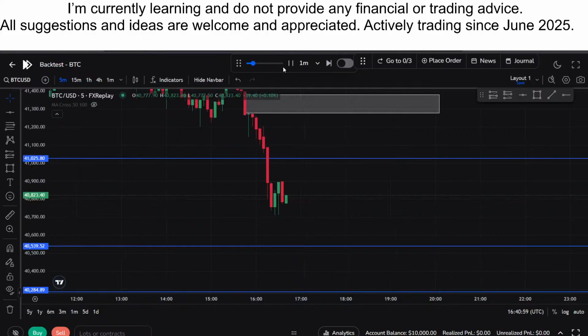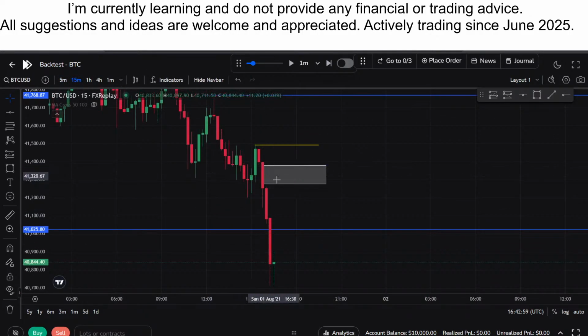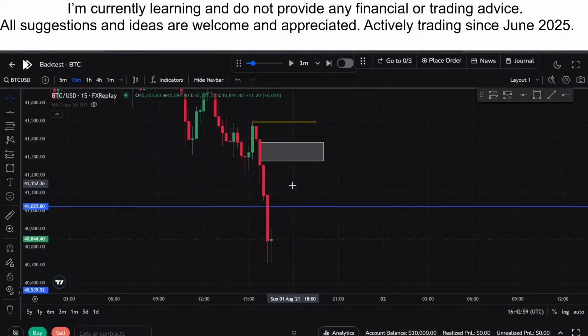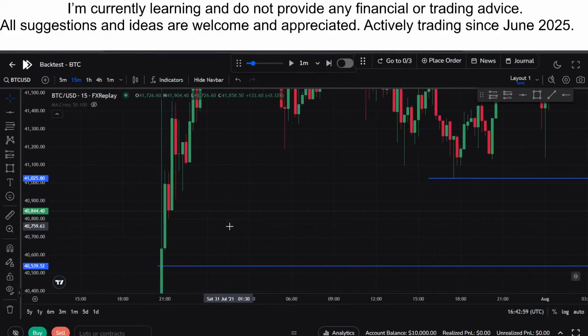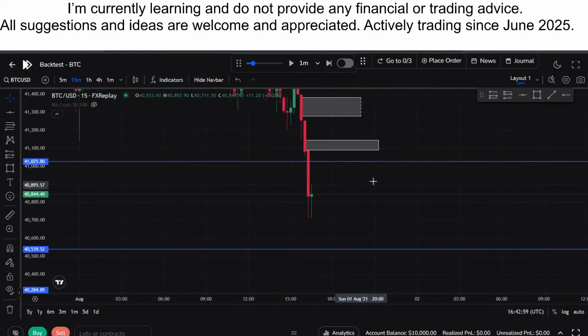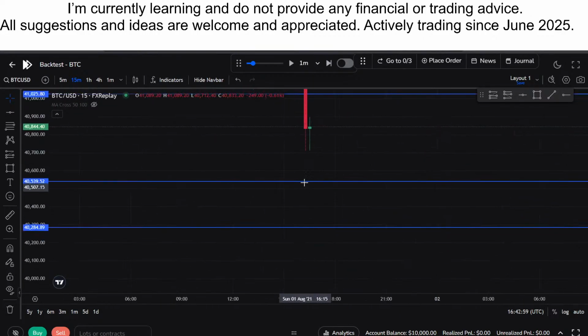Okay, now let's go and check the 15 minutes chart. In the 15 minutes chart, we can see the fair value gap here, and here also, and here also. From it, I don't think the price will be reversing from here. So I think the price will still go and reach this fair value gap.